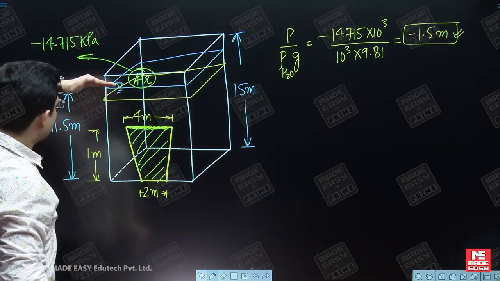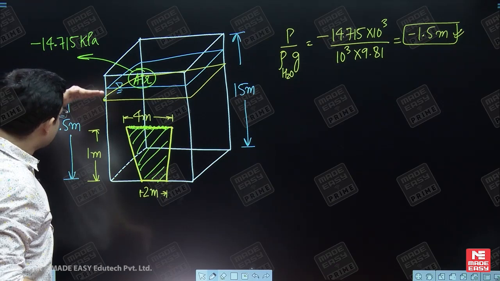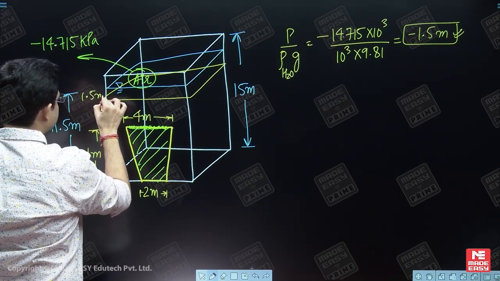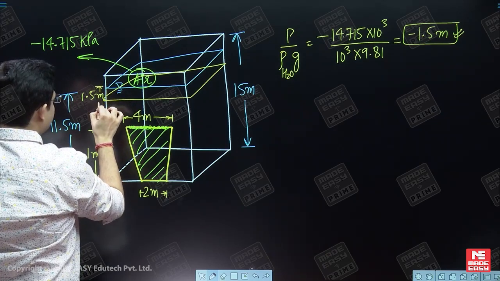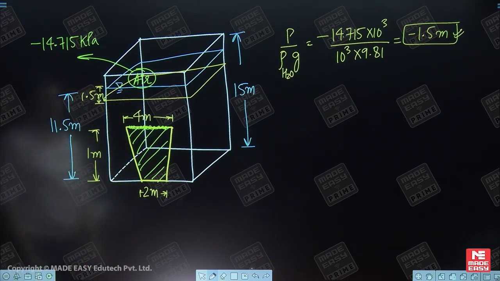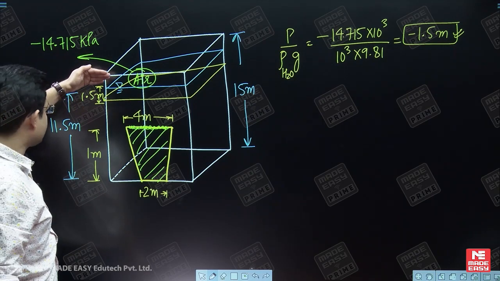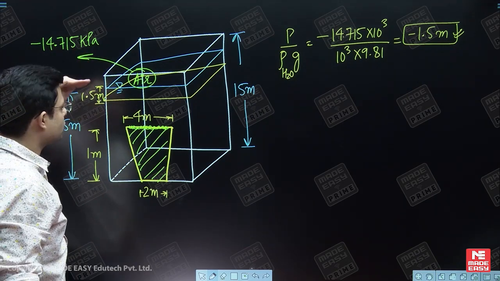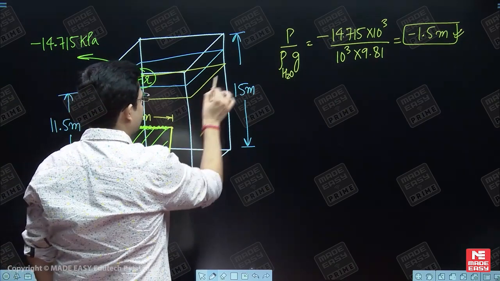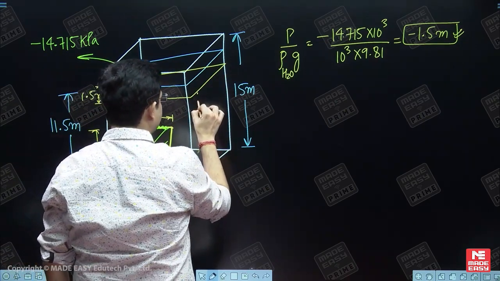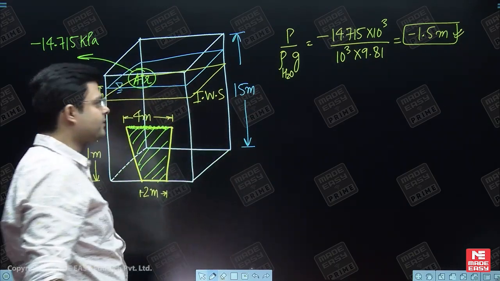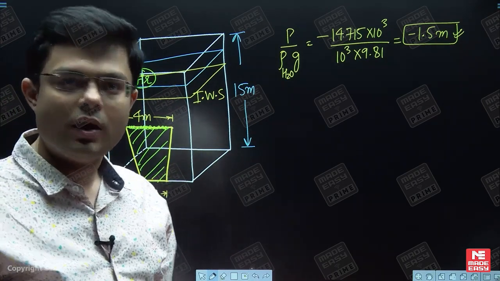Therefore, the original height was 11.5. Now, you are going to decrease this height by 1.5 meter. Concentrate on the board. So, original was 11.5, and you have decreased its height by 1.5 meter. This means this yellow color liquid surface which you have seen can be written as the imaginary water surface.